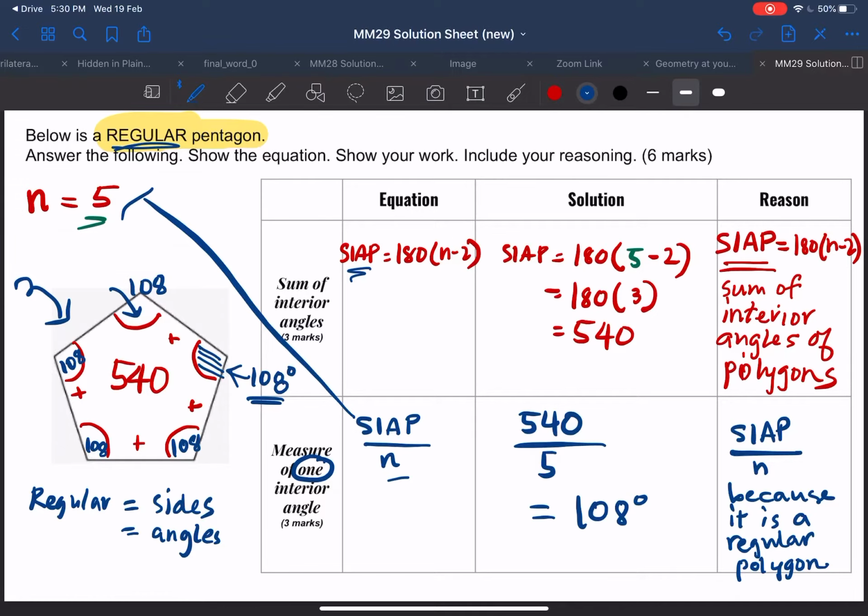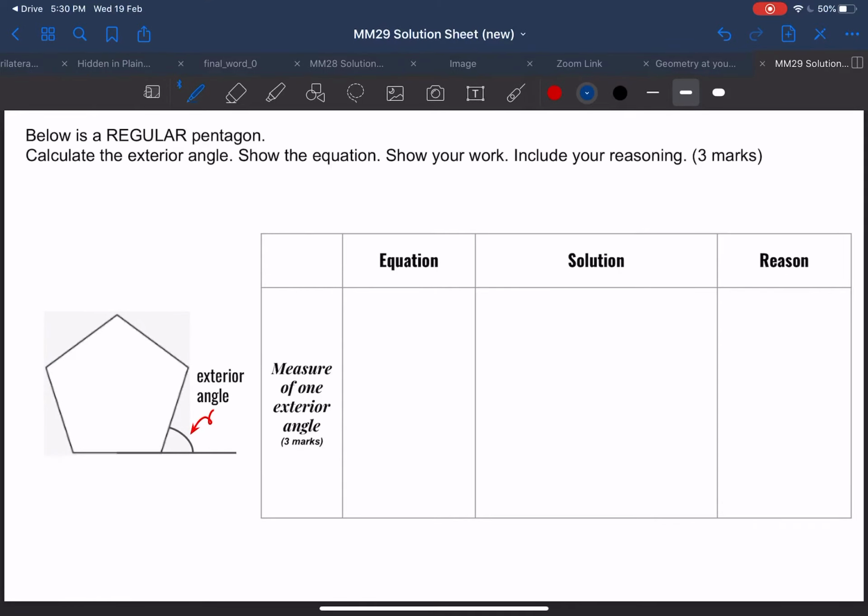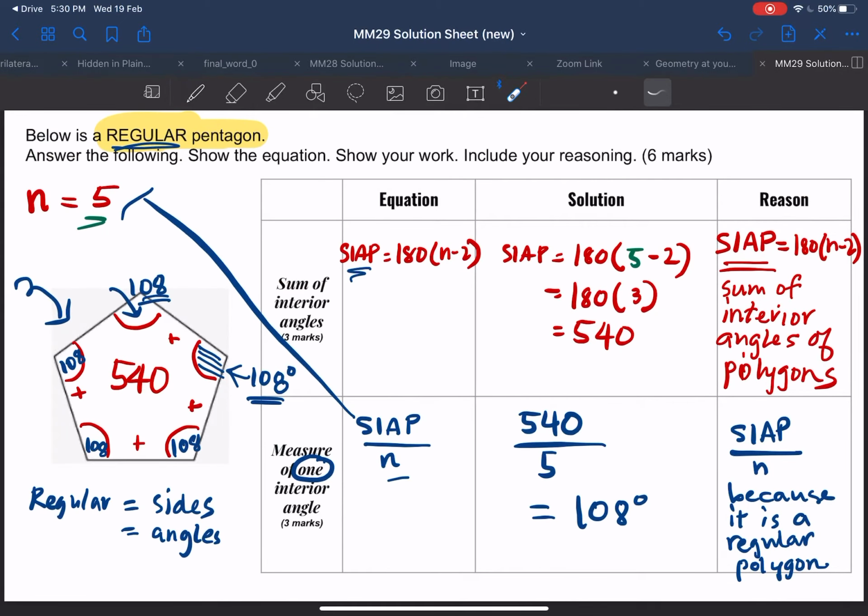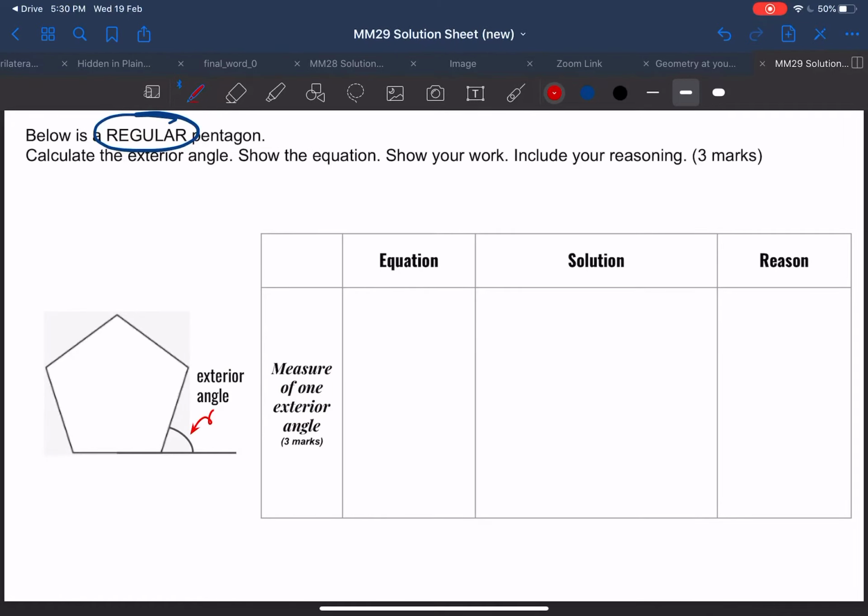Okay, so let's go to the next question related to this. Remember, each angle equals 108. Now this question is asking, again it says regular polygon, pentagon, to calculate the exterior angle. That means the angle that is outside of the pentagon. Exterior means outside. Based on this sheet, you know that each angle of this regular pentagon is 108. So I know that this angle is 108.